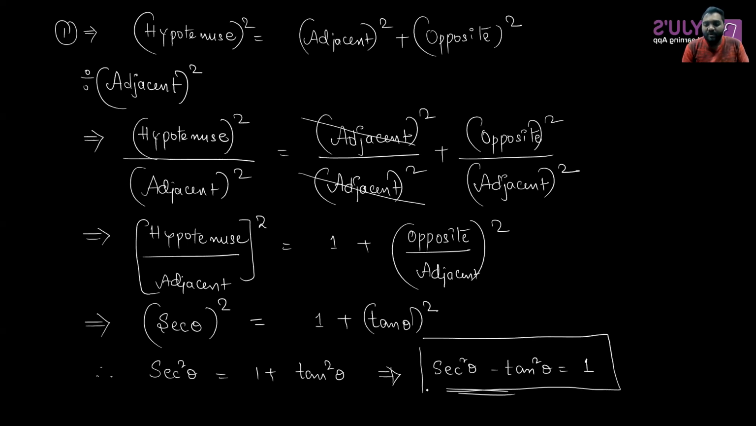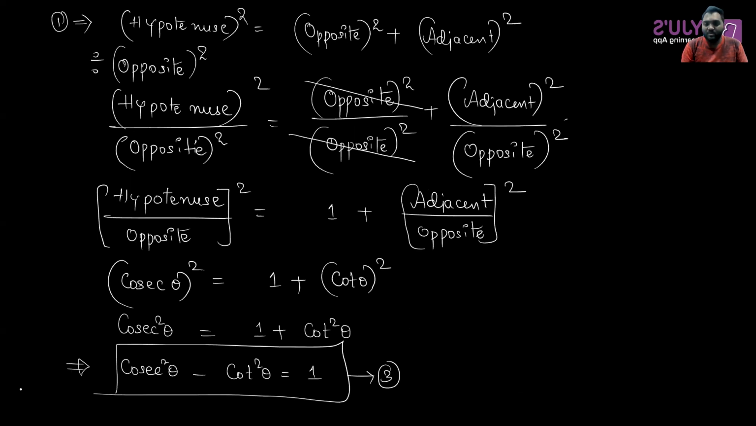One trigonometric identity you will get when you divide the Pythagoras theorem with hypotenuse square, and one identity has been derived when you divide the entire Pythagoras theorem with adjacent square, and the other one when you divide with opposite square. So this is the topic for the trigonometric identities.